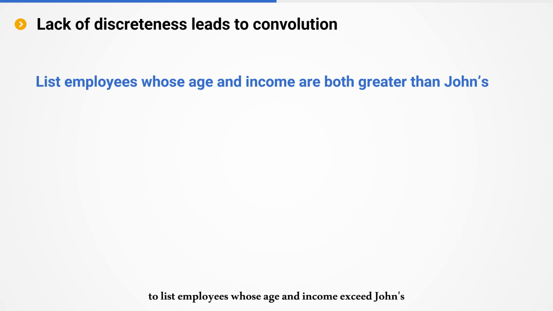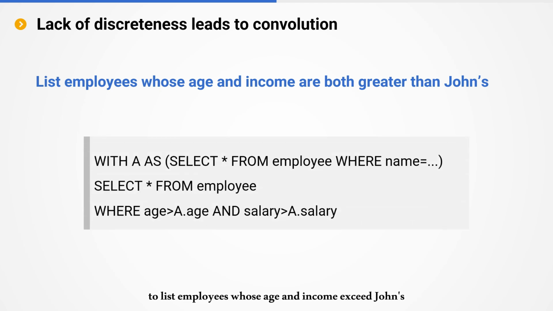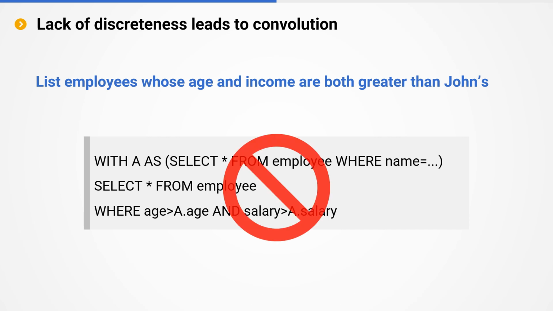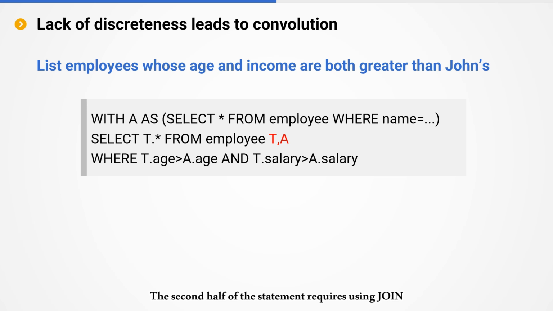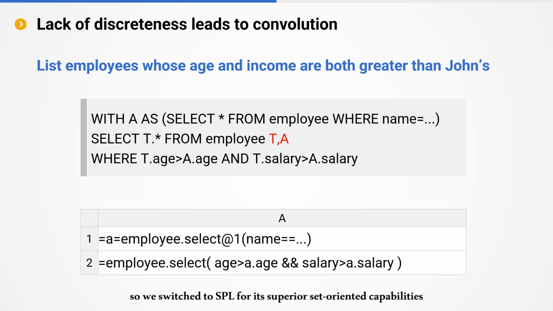For instance, to list employees whose age and income exceed John's, one would typically write a SEQL statement that first identifies John's record, and then uses it for conditional filtering. But this SEQL statement is illegal. The second half of the statement requires using join, which can be a bit convoluted. This highlights the difference between tables and records in SEQL, as there is no data type that can directly hold records. Java's support for set operations on structured data is limited, so we switched to SPL for its superior set-oriented capabilities. This is the natural approach.